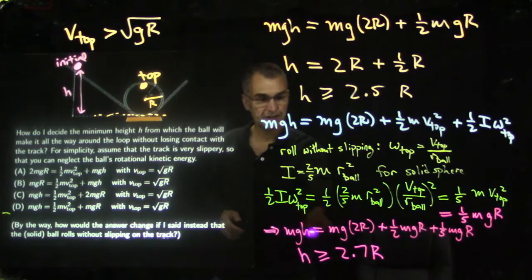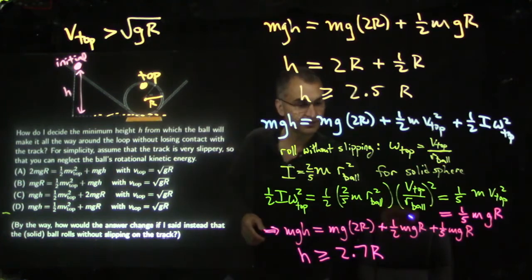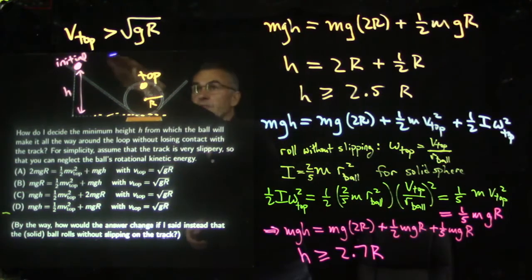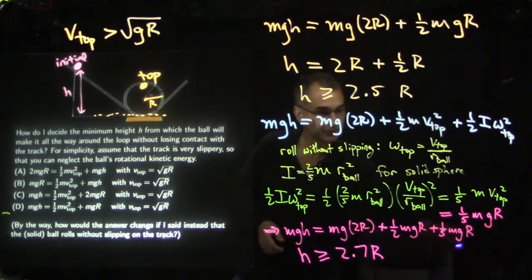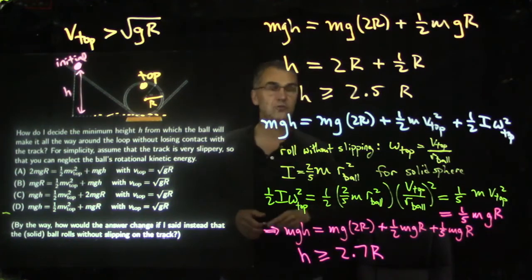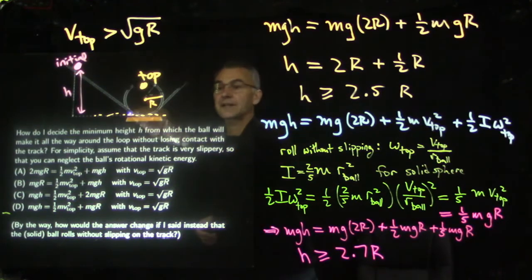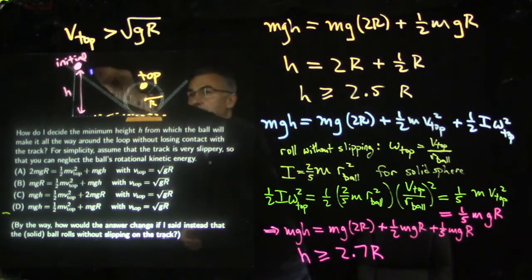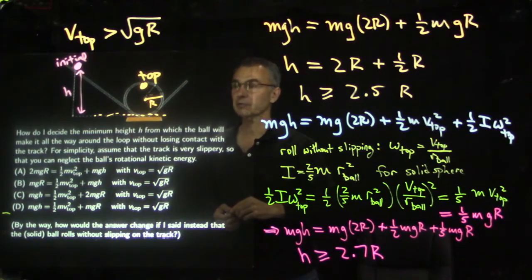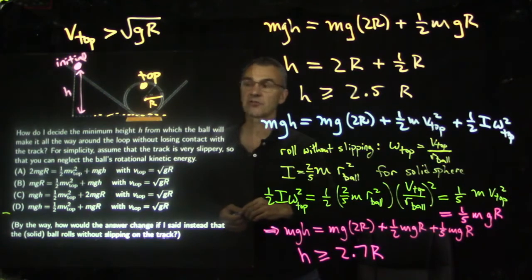So mgh, that's the initial gravitational potential energy. Here's the final gravitational potential energy, final being at the top. And then here's the translational kinetic energy, which we've re-expressed to be 1/2 mgr using this. And then here's the 1/5 mgr. So the height has to be at least 2.7 radii above the bottom, it turns out, if you say that the ball rolls without slipping and is a solid sphere.